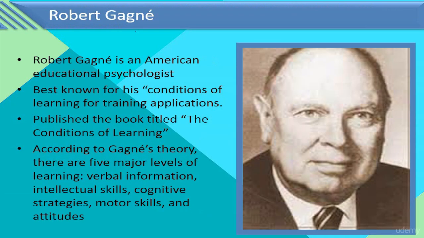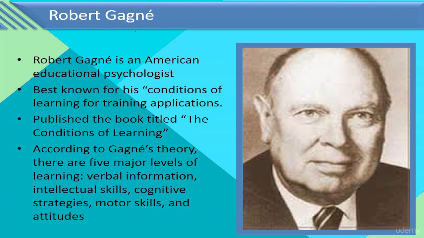Robert Gagne is an American educational psychologist, best known for his Conditions of Learning for Training Applications. In 1965, Gagne published the book titled The Conditions of Learning. In this book, he explained the relationship between learning objectives and instructional design principles.